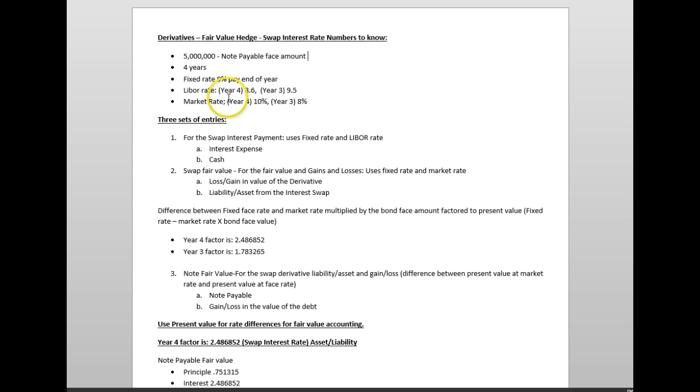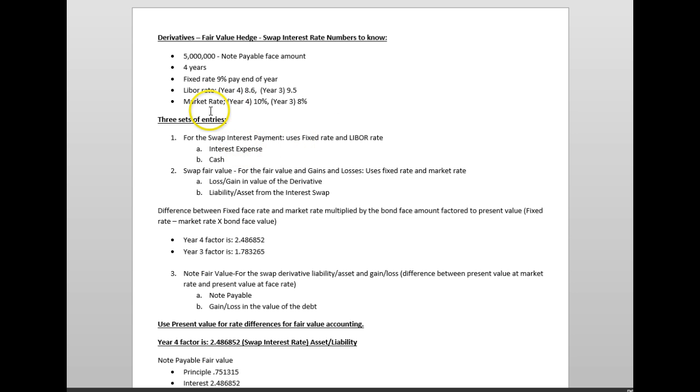First thing you need to know is we have a note payable at $5 million. That's its face amount. It has 4 years left on it. It has a fixed rate of 9%, and it's paid at the end of the year. That means you're going to have 9% of $5 million, which I think is $450,000, as a fixed interest payment at the end of the year.